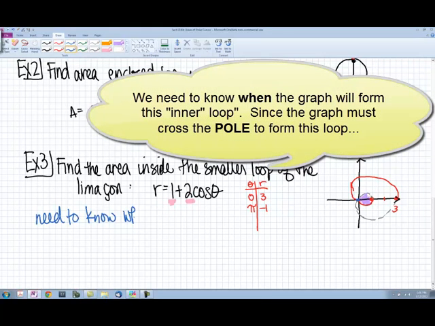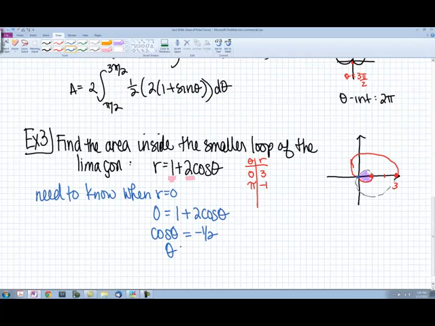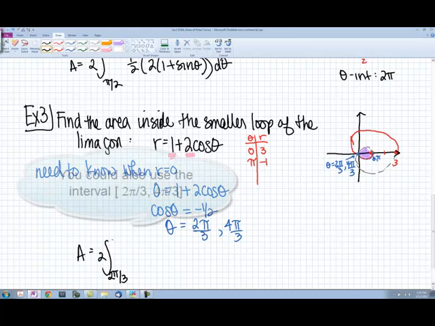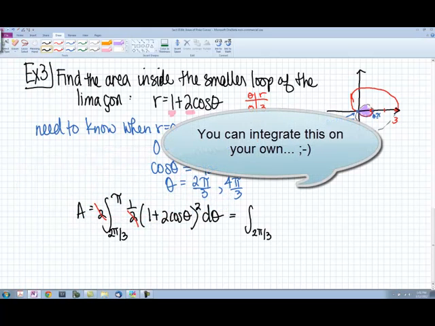So we need to know when r equals 0. 0 equals 1 plus 2 cosine theta, so that means cosine theta equals -1/2. Theta equals 2 pi over 3 or 4 pi over 3. So we can set up our area as 2 times the integral from 2 pi over 3 to pi of 1/2 r squared. This is going to work out nicely. You'll have another cosine squared to deal with and power reduce that.